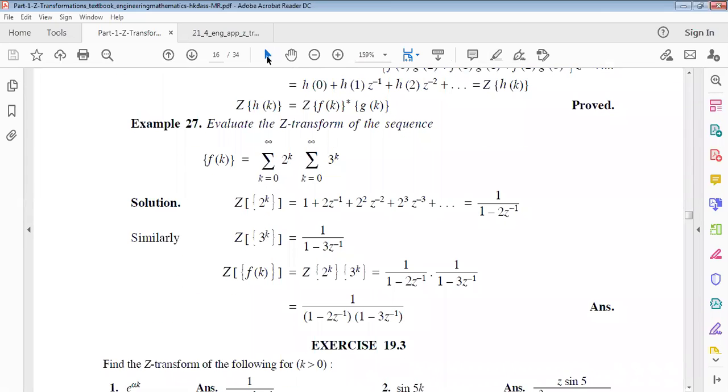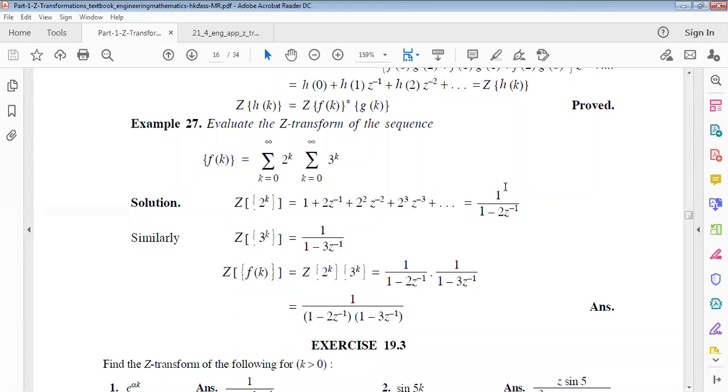Now example 27: evaluate the Z transform of the sequence f of k, which is the sum for k equals 0 to infinity of 2 to the power k, and another, the sum for k equals 0 to infinity of 3 to the power k. This whole is represented by the sequence f of k. Now you have to find the Z transform of this sequence. The Z transform of 2 to the power k: after putting k equals 0, 1, 2, 3, we get this sequence, which is a polynomial in x. Here x means 2 into z to the power minus 1.